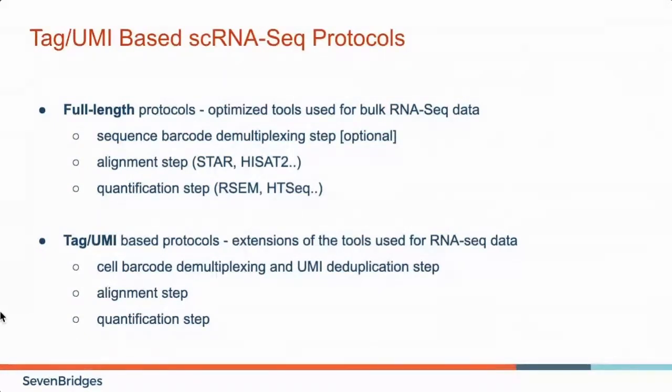Some of the splice-aware aligners, such as STAR or HISAT2, can be used for aligning reads to the reference, and tools like RSEM or featureCounts can be used for quantification, producing tables of read counts per gene or per transcript as a result. There are many extensions of tools used for bulk RNA-seq that are optimized for processing single-cell data produced with UMI-based protocols, and we will be mentioning some of these in more detail later on, but the main addition to these tools are the barcode demultiplexing and UMI deduplication steps that are mandatory for UMI protocols.